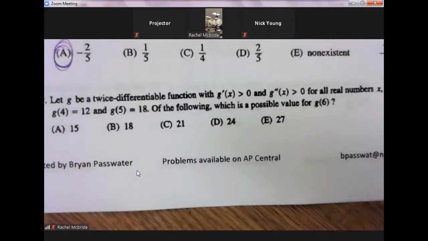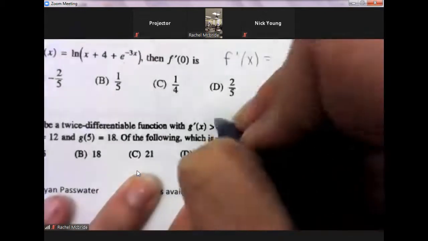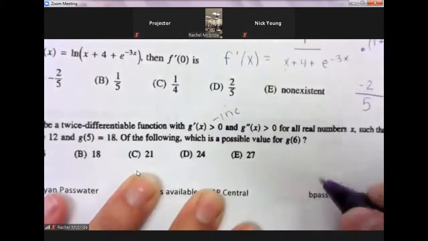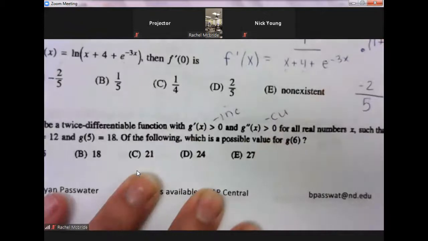All right, boys. Do you know how you got E? Or was that just a very lucky guess? So is that your logic, that they were both increasing, therefore speeding up? All right. So number 5, it does say that it's twice differentiable. It's positive on the derivative and positive on the second derivative. So that's not a bad thought. It does tell me it's increasing. That also tells me it's concave up.